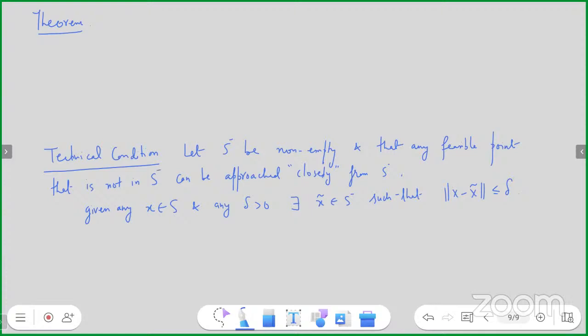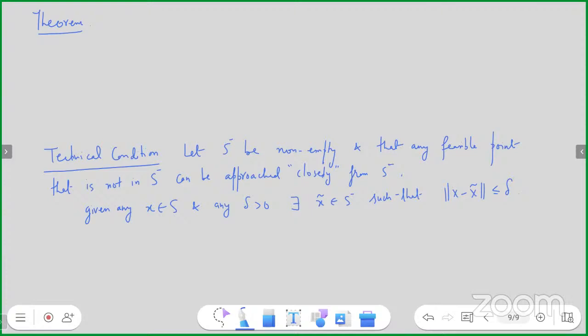Which one? Closely from S? No, from S minus, that is correct, that you're within and you're able to approach. The shape, even if not convex, doesn't matter.